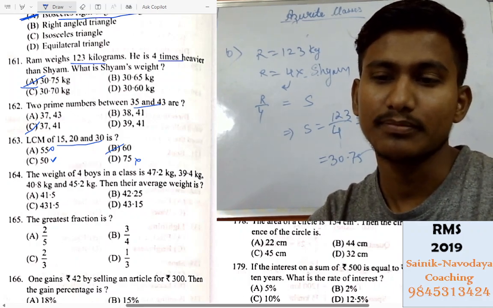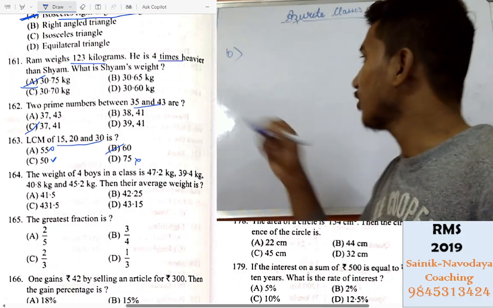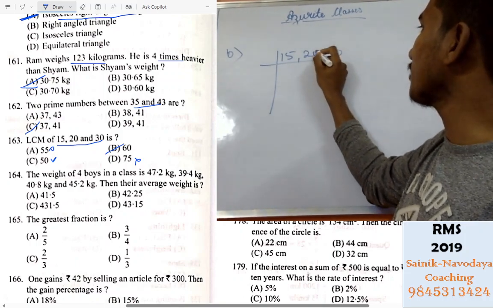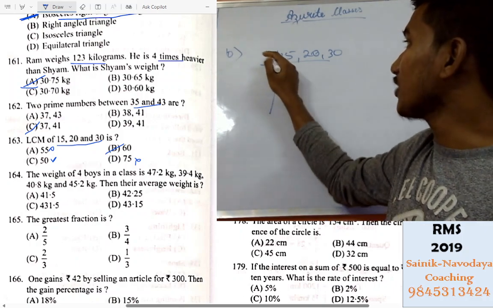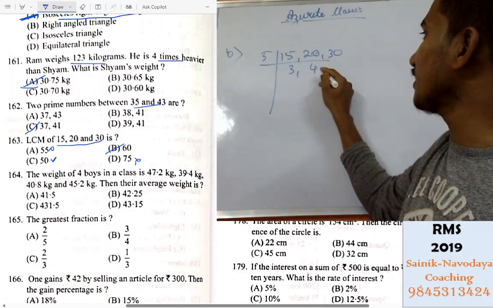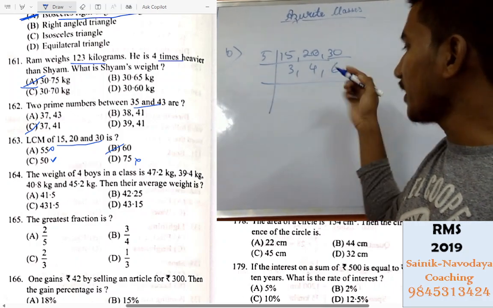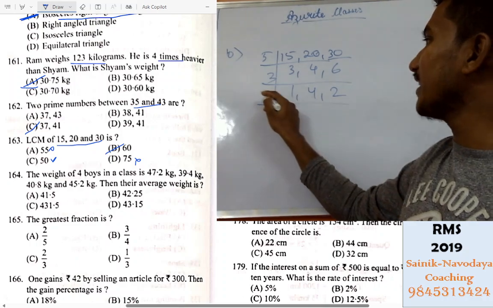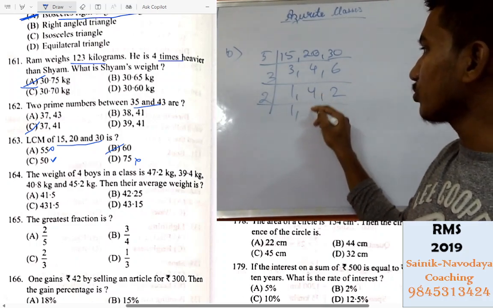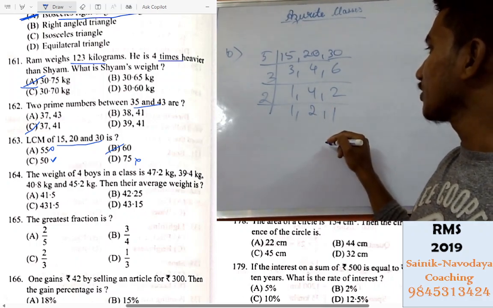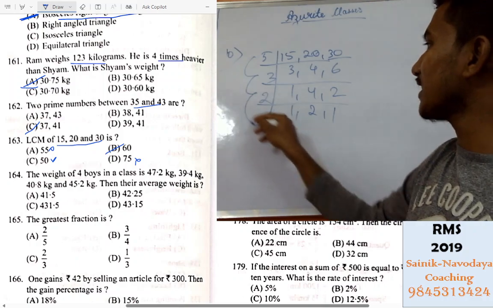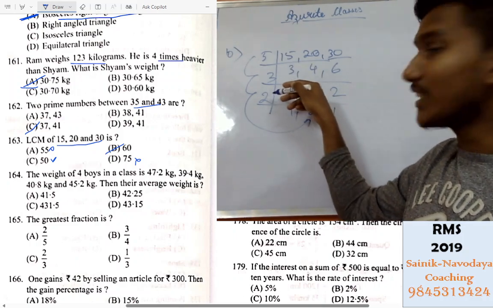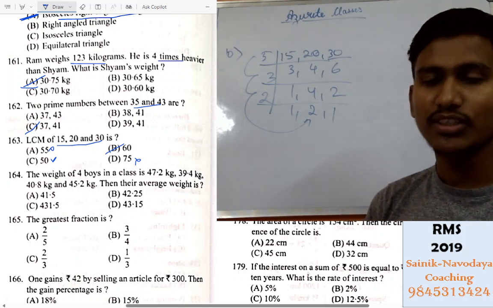So see here, how do we find the LCM? 15, 20 and 30 are there. All the numbers are in which table? 5 table. 5 3s are 15, 5 4s are 20, 5 6s are 30. Now we take the 3 table: 3 1s are 3, 3 2s are 6. Now the 2 table: 2 1s are 2, 2 2s are 4. Now you have to multiply with the remaining, that is 2. 5 3s are 15, 15 2s are 30, 30 2s are 60. Option B. You do it. Okay, good.